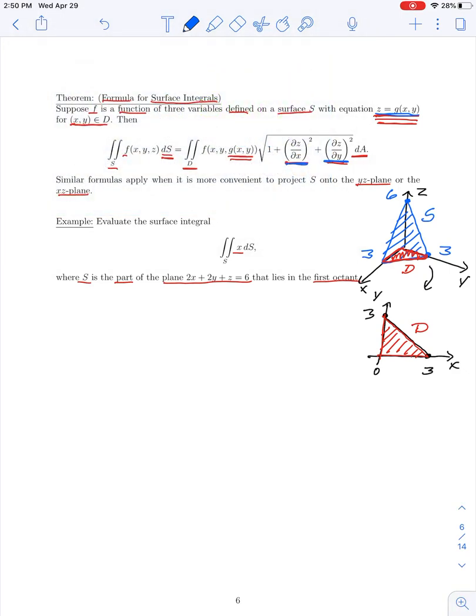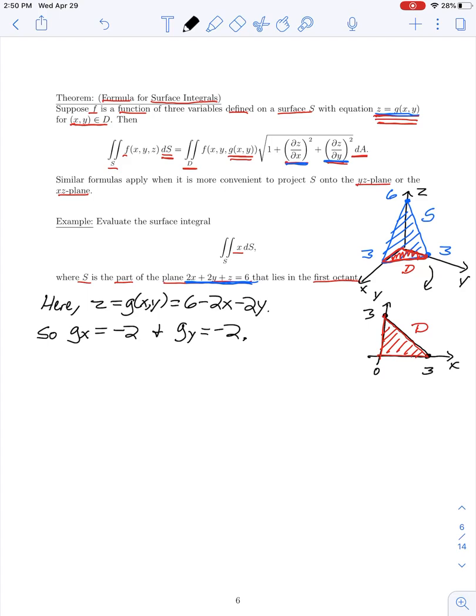So in our example, our surface is this plane. If we solve the equation of that plane for z, which we'll call g of x and y, it would be 6 minus 2x minus 2y. So if we find our partial derivatives of g with respect to x and y, we have negative 2, and the partial of g with respect to y is also negative 2. So now we're ready to set up our surface integral.